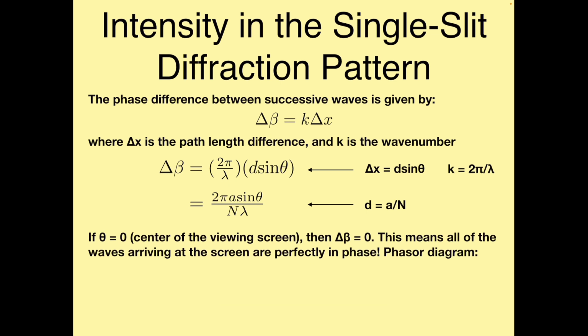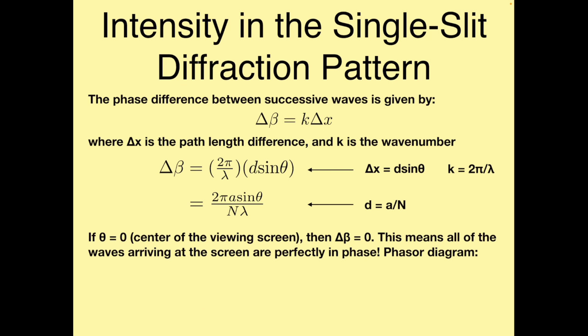Theta is equal to 0. If theta is equal to 0, we're talking about the very center of the viewing screen, okay? And so if theta is equal to 0, sine of theta will also be equal to 0, and then delta beta will end up being 0. That means all of the waves arriving at the screen are perfectly in phase. There is no phase difference between them.